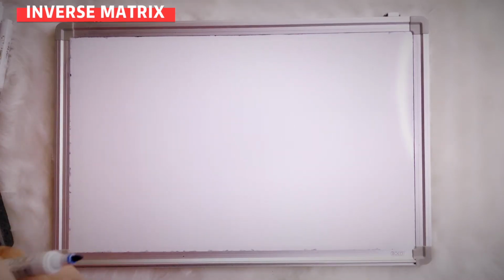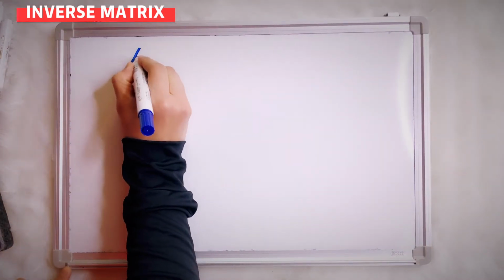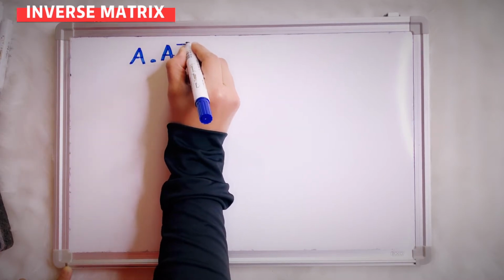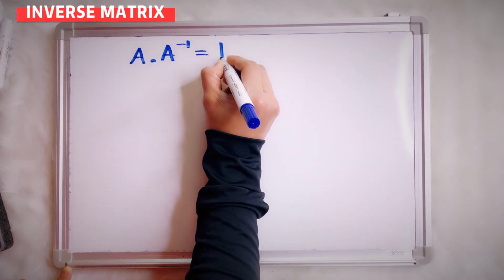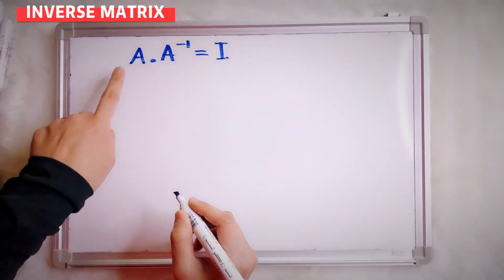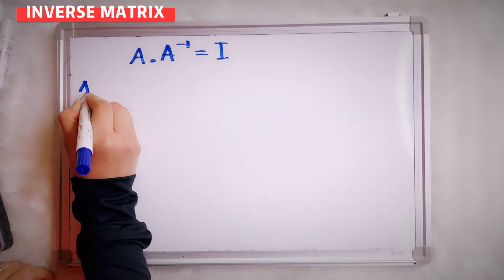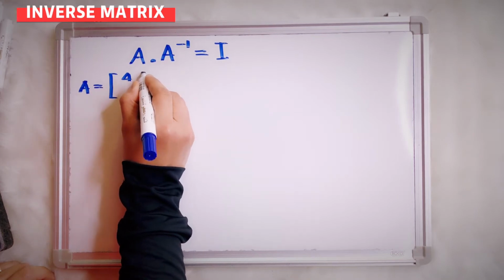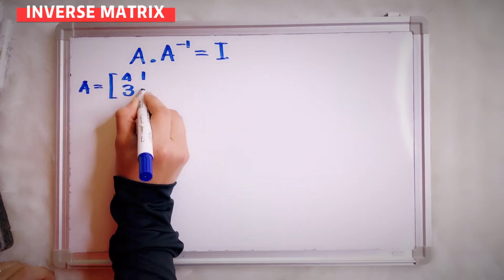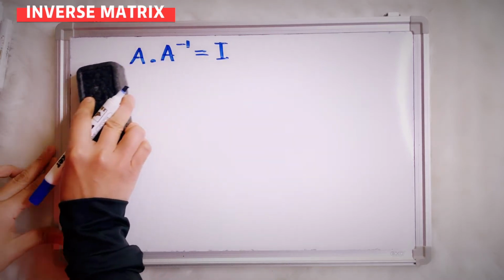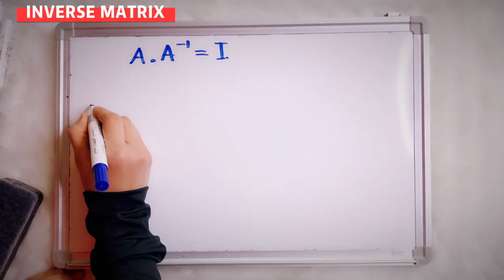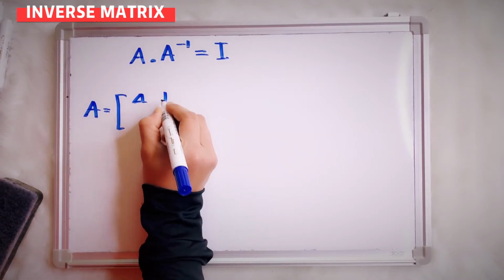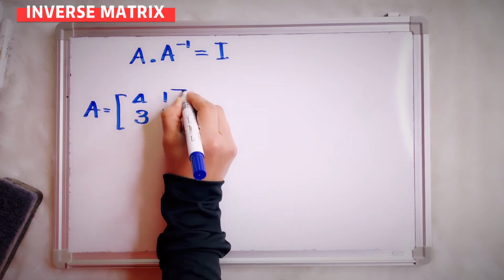Okay, for inverse matrix means A, you multiply with A inverse, you will have matrix identity. So let's say I give you A equals to 4, 1, 3, 1. I think too small, wait. So let's say I give you matrix A is 4, 1, 3, 1.